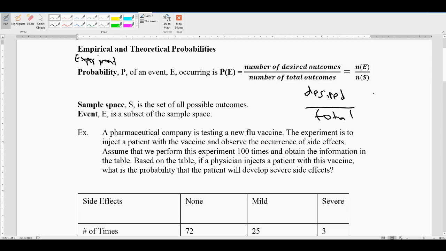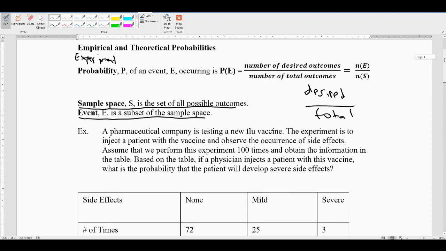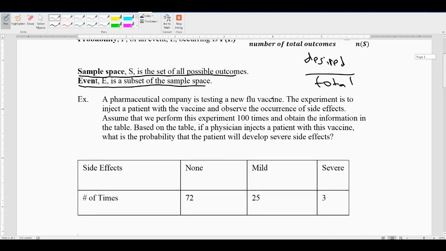Everything else is just shorthand that you may or may not see. This N is the number of desired outcomes, or the number of times that the event occurs. And this S stands for sample space. It's the number of possible outcomes. So all the outcomes together is called a sample space. And E is either one particular event or several events of a sample space. And we'll do some examples here in a second to show you how this all works.